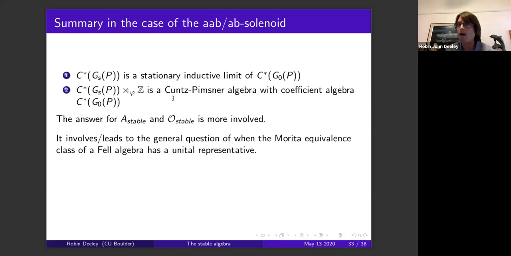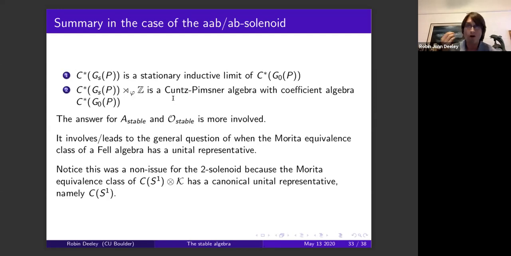So why was this a non-issue in the previous example, the 2 solenoid? Well, for the 2 solenoid, there was a unital representative and it was canonical. If I look at the Morita equivalence class associated to the continuous functions on the circle tensor the compacts, you better believe I'm going to take the continuous functions on S^1 as the unital representative in that equivalence class. But for Fell algebras with non-Hausdorff spectrum, that's a much more subtle question. And that's what I'm trying to get across and what came out of some of this.